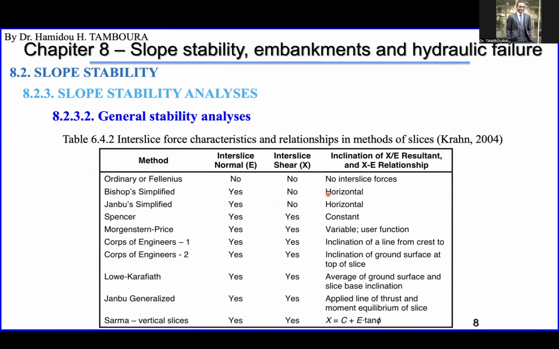Horizontal. Because of this, this Bishop's simplified method can be used. Tell me, is it Bishop or Bishop's? I'm not sure.